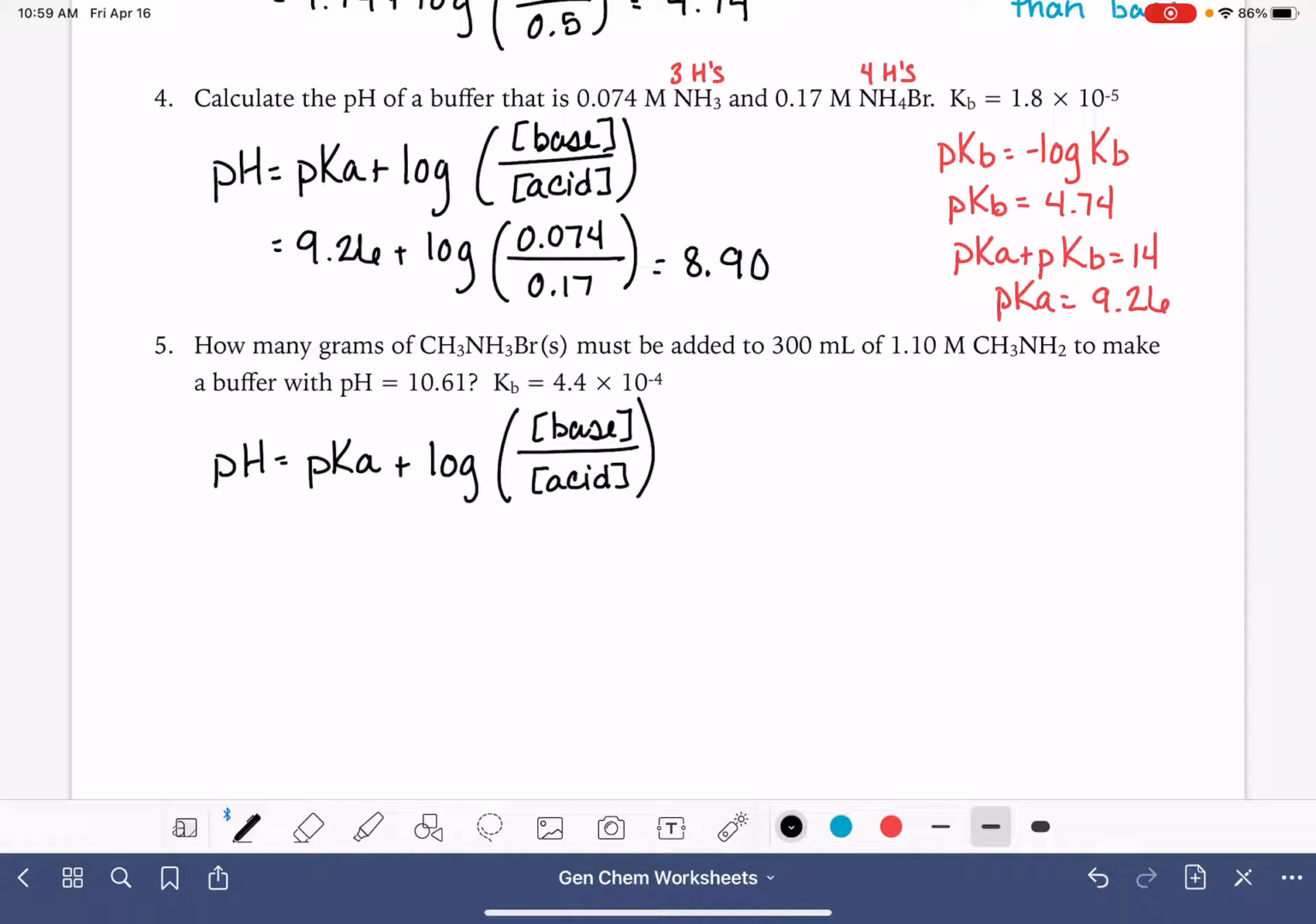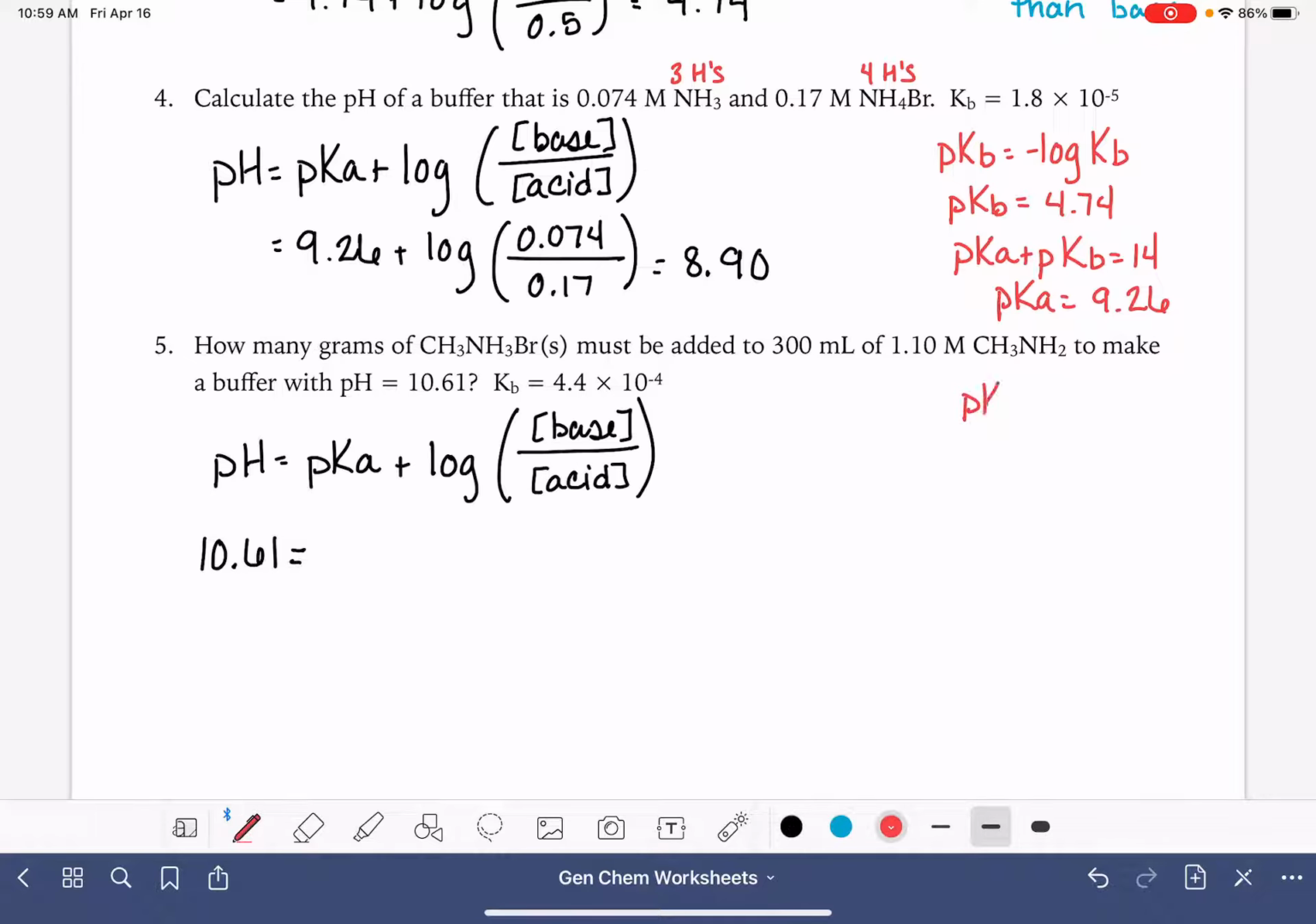And I'm not even really reading much about what I'm being asked to do. I'm just going to start by plugging in stuff that I know I can plug in. So I know that I need to have a pH of 10.61, so I'm going to fill that in over here. My desired pH is 10.61. I can calculate my pKa, just like we did up above.